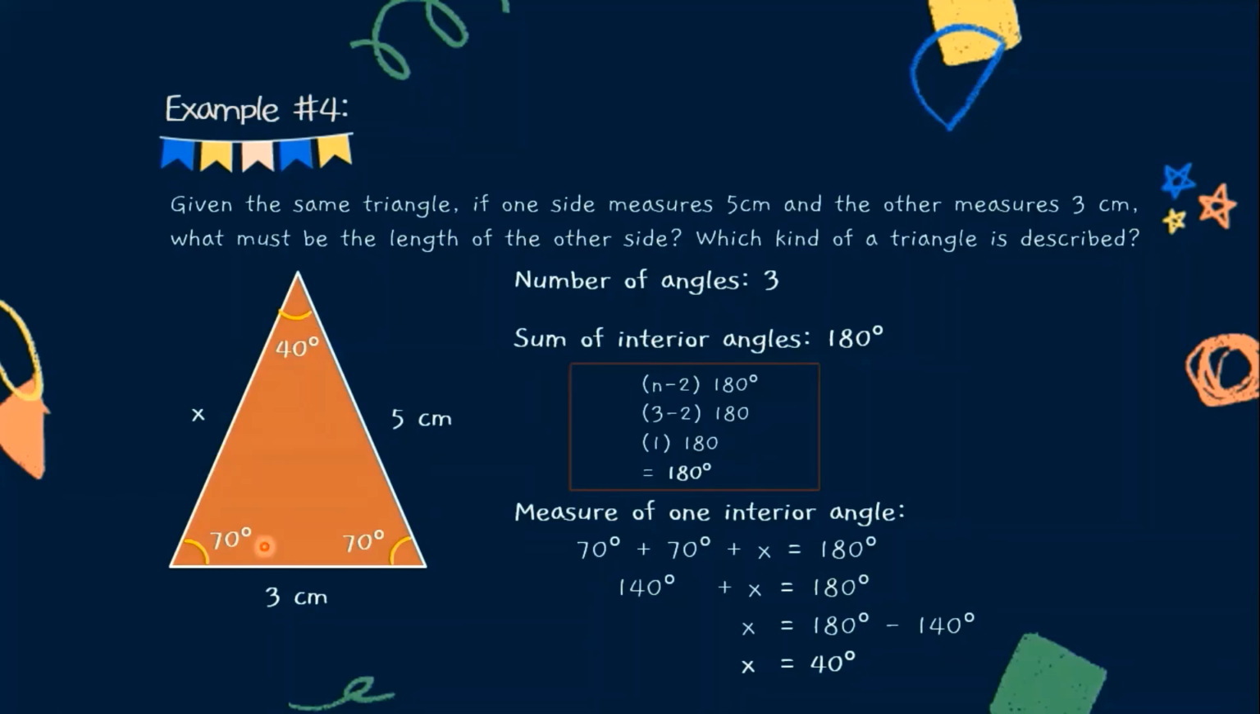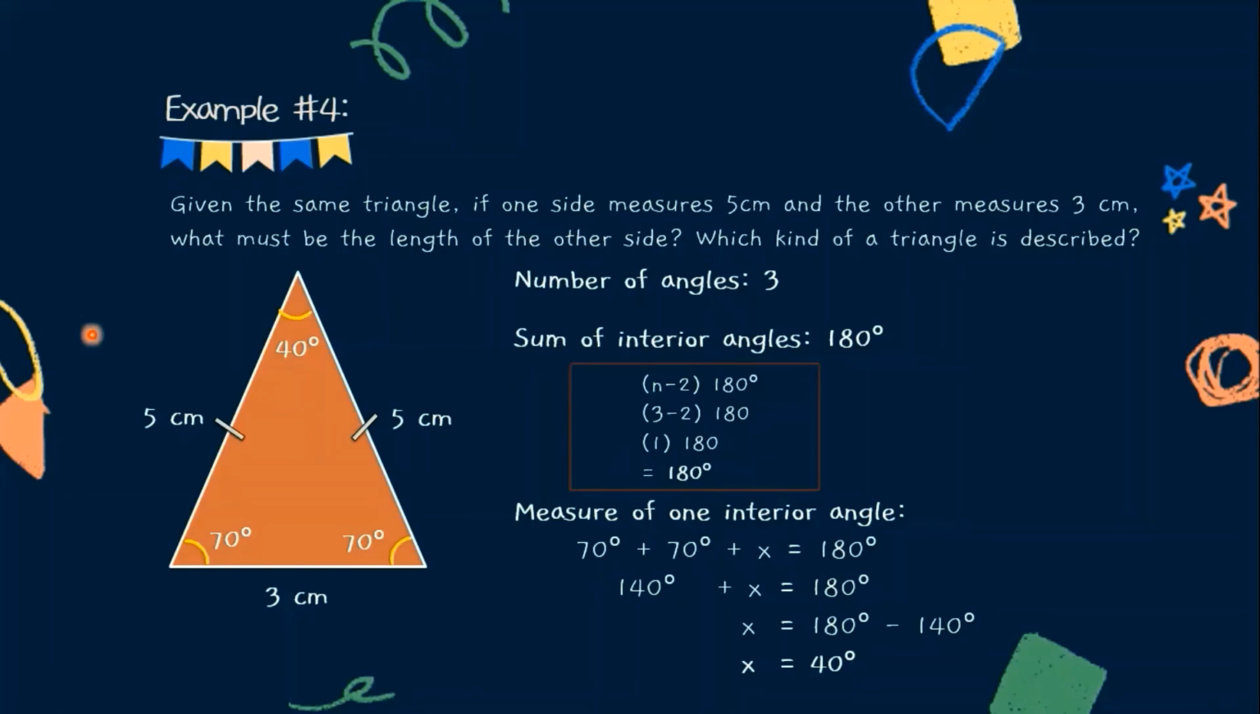Kung mapapansin natin dito sa triangle na ito, two angles are equal. Pareho siyang 70 degrees, itong dalawang angle na ito. Therefore, it must mean that these sides are also equal since pareho lang yung sukat ng kanyang angle. Kaya naman, kung ito ay 5 cm, since equal yung kanilang sides, this must also measure 5 cm. Yung magiging sukat ng ating missing length ng ating side ay 5 cm din.